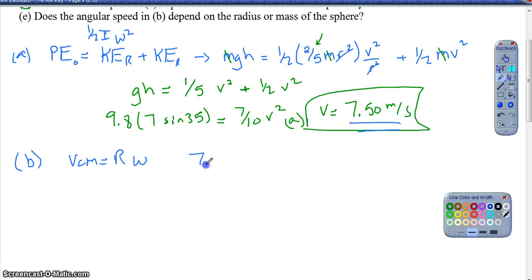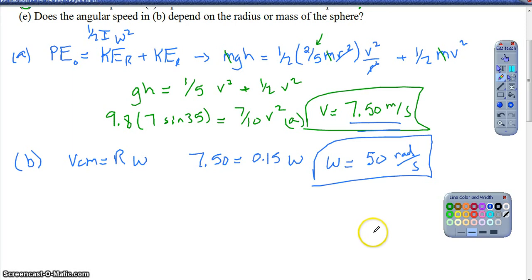So the linear velocity of 7.50 is going to equal the radius, which they give me. The diameter is 30 centimeters, so the radius would be 0.15 meters, and then the angular velocity is what I'm solving for. So when I solve for the angular velocity, just dividing by 0.15, I get that that is 50 radians per second. So the angular velocity is 50 radians per second. But anyway, so I've got those two measurements.